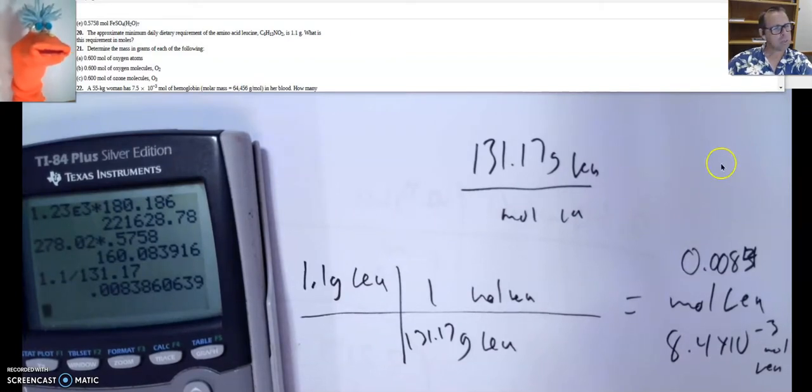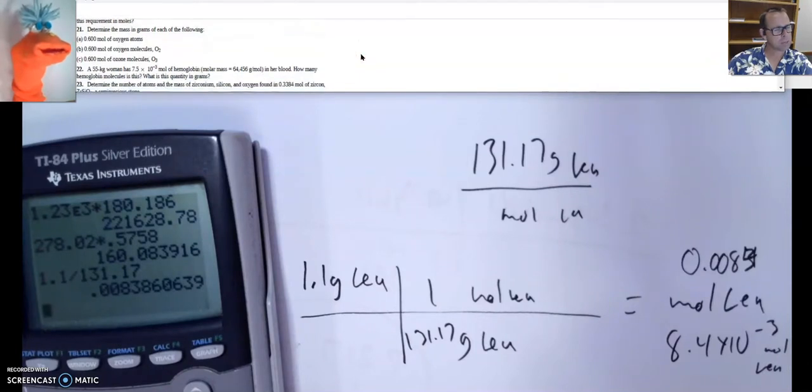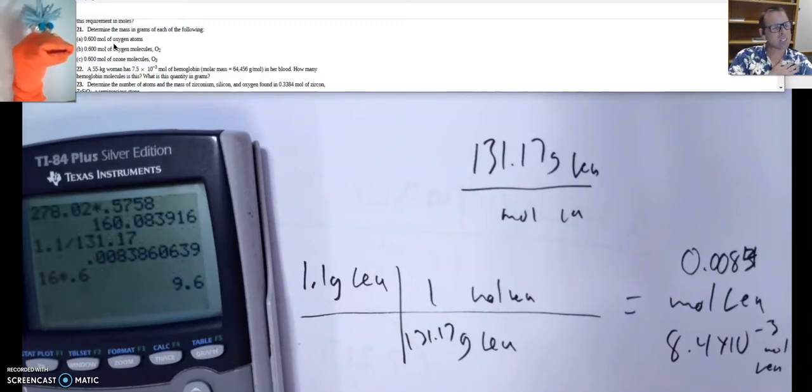Okay, 21, determine the mass in grams of each of the following. 0.6 moles of oxygen atoms. A mole of oxygen atoms, I know what that is. That's 16, right? So I just do 16 times 0.6, so that's 9.6. For 0.6 moles of O2, that's twice as much grams, so that would be 0.6 times 32, which is 48, right?